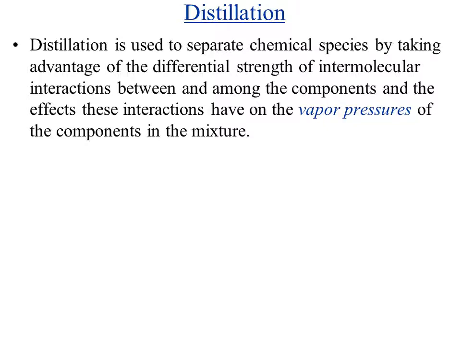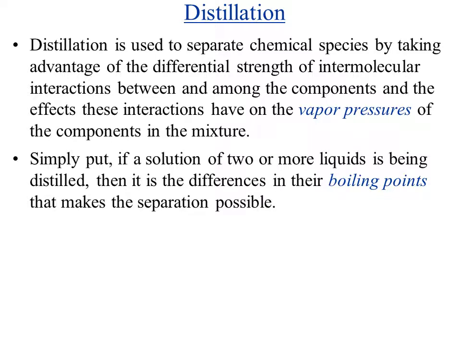Now vapor pressure relates to the boiling point. So simply put, if you have a solution of two or more liquids being distilled, the boiling points are different because the intermolecular connections between the components of the liquids have different strengths, so one compound might boil at a different temperature than the other compound, and it makes that separation possible. If you have a solid dissolved in a liquid, you're only going to be boiling the liquid, so you don't need to worry about the vapor pressure of the solid. You only have the vapor pressure of the one liquid.